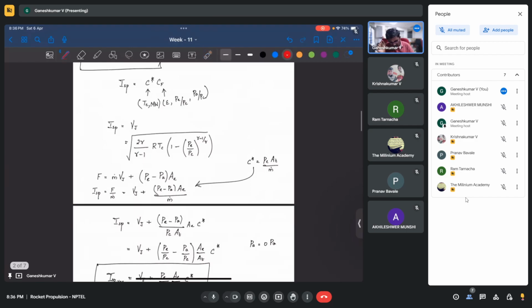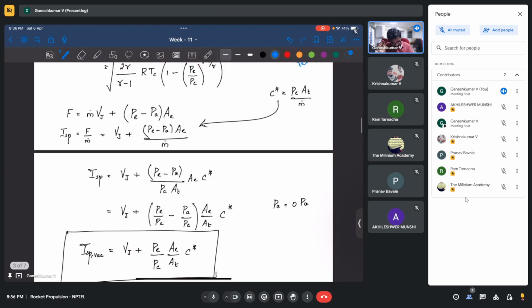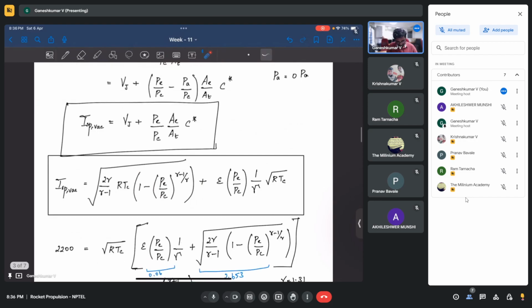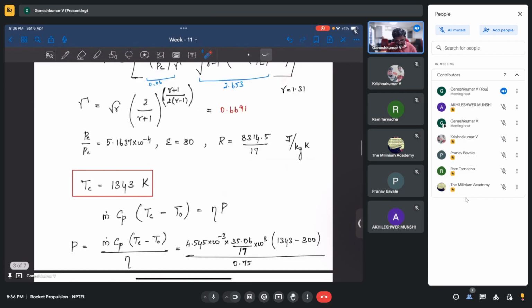Okay, and this is for ideal expansion, but in our case it's not an ideal expansion. You have additional pressure thrust, so the pressure term we should add. And that is what we derived here. And then we got ISP at the vacuum condition is going to have Vj plus some additional term, and upon expanding we get this relation, and then upon substituting everything we get the temperature.